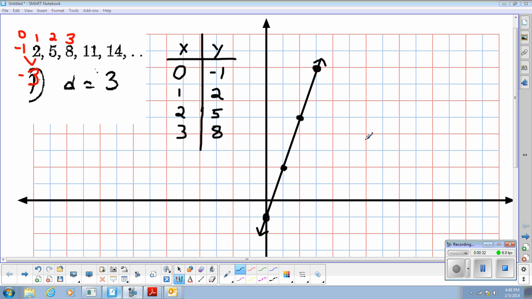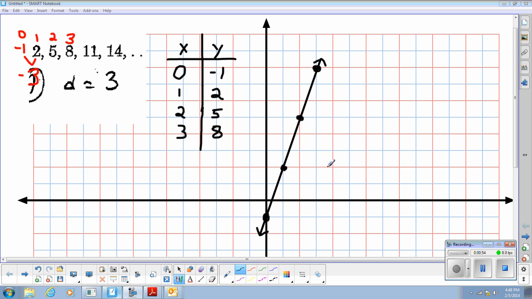So now the next step is I want to write a formula. I want to write an equation that will allow me to find any term I want for the sequence. If I want to find the 20th term, the 100th term, the 1000th term, how can I write a formula so I don't have to keep plotting dots, I don't have to keep adding 3.